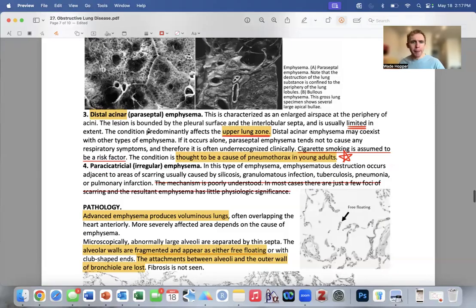Distal acinar or paraseptal emphysema. Again, this is when you have it on the periphery of the lung. You get emphysema, you get blebs. When it's right there on the periphery, it can pop and you can get a hole in the airway. So you get a pneumothorax from that.